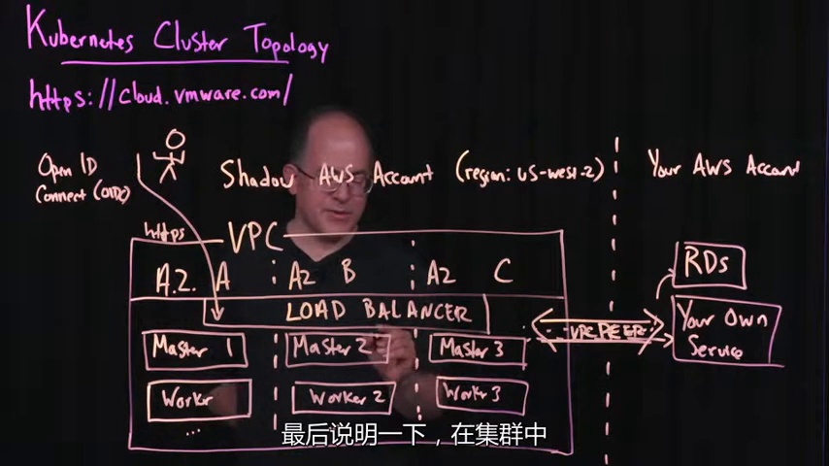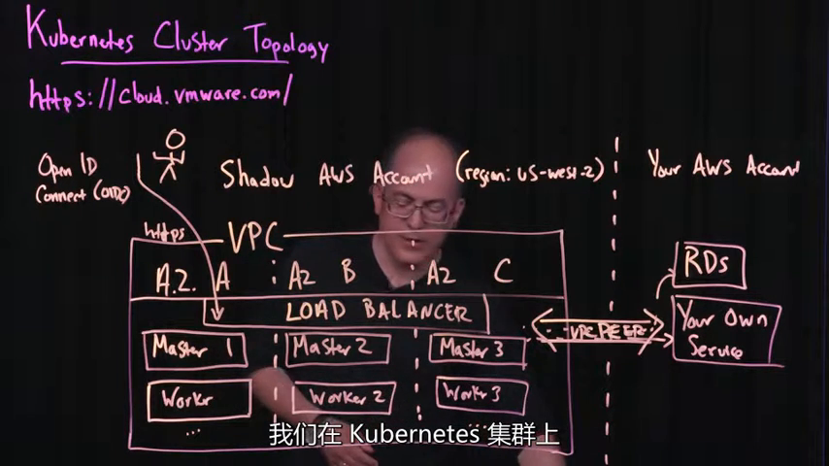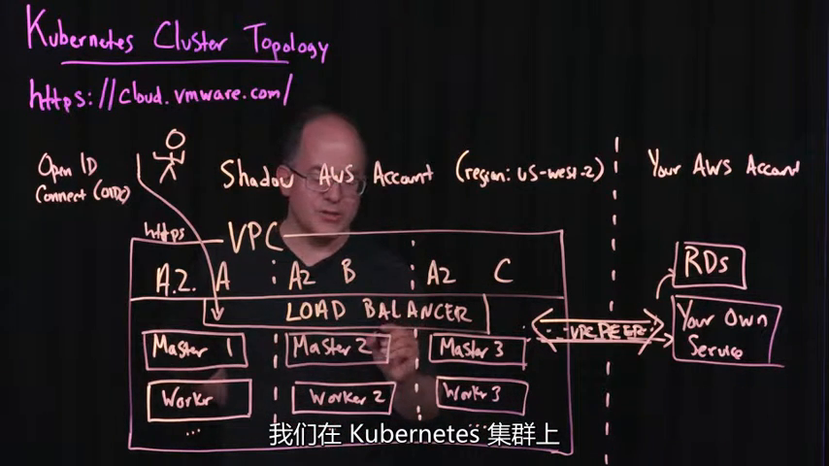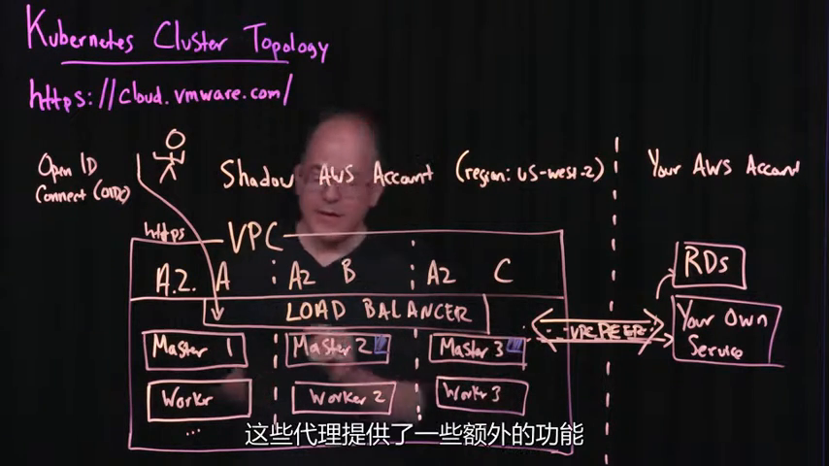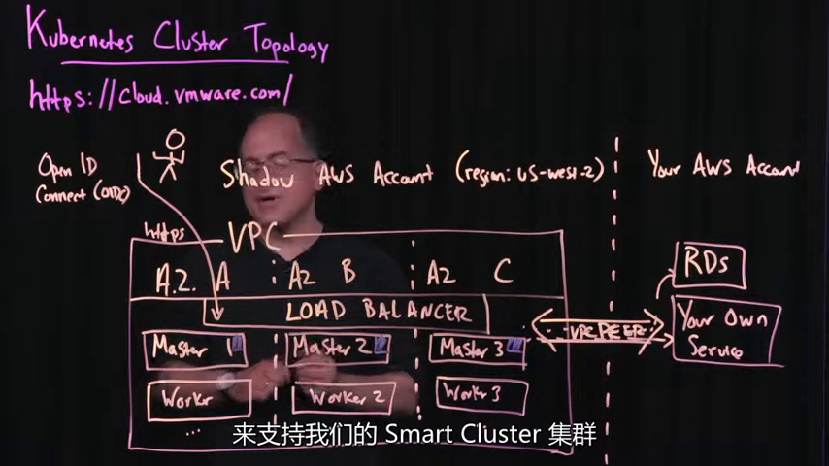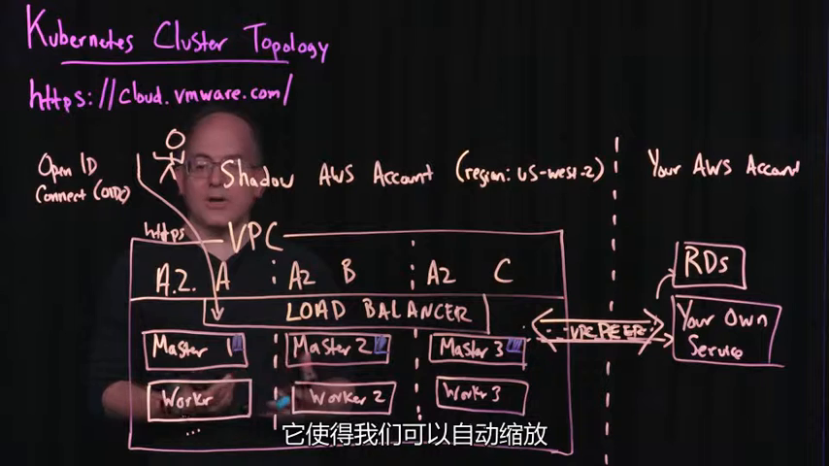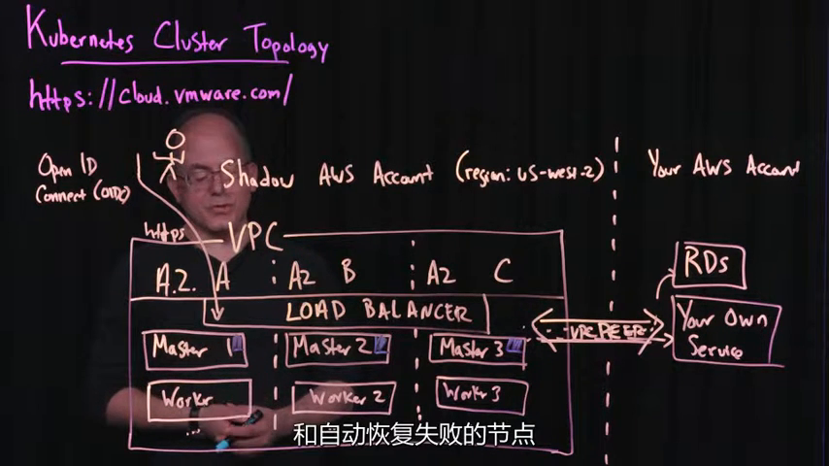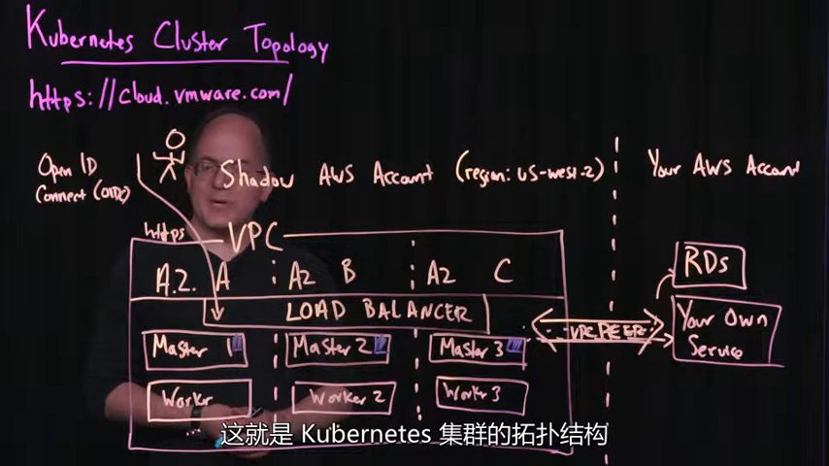And maybe one last comment on the cluster is that within a cluster, we are running a few extra agents on the Kubernetes cluster. And these are providing a little bit of extra functionality in order to support our VKE smart clusters, which allow auto-scaling and automatic recovery of failed nodes. And that's what the topology of our Kubernetes clusters looks like.